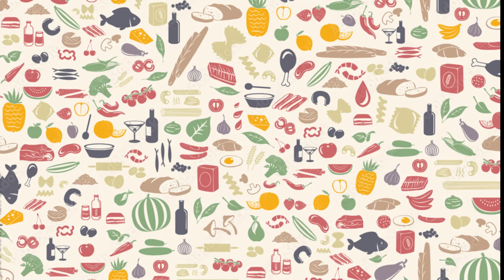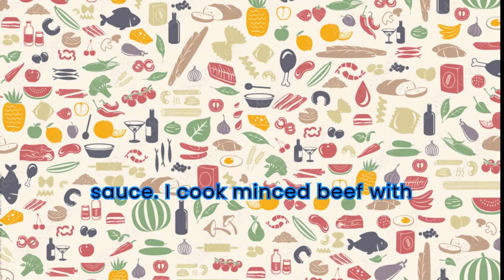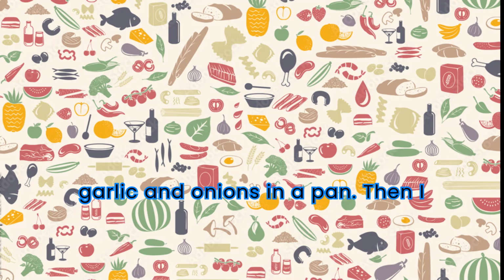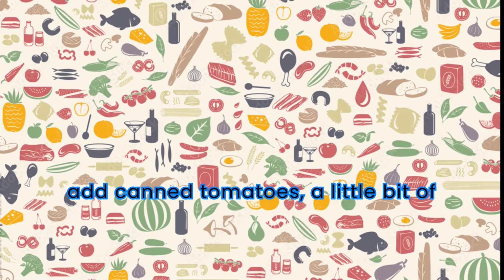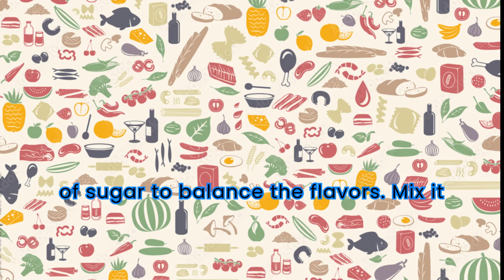Prepare the sauce. While the pasta is boiling, I make the sauce. I cook minced beef with garlic and onions in a pan. Then I add canned tomatoes, a little bit of tomato paste, salt, pepper, and a pinch of sugar to balance the flavors. Mix it together.